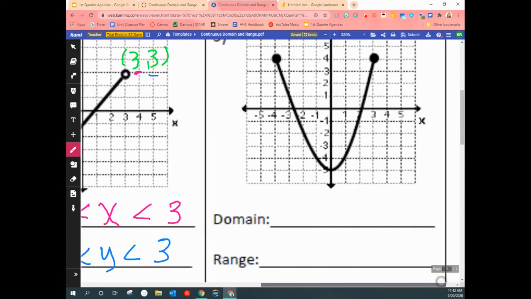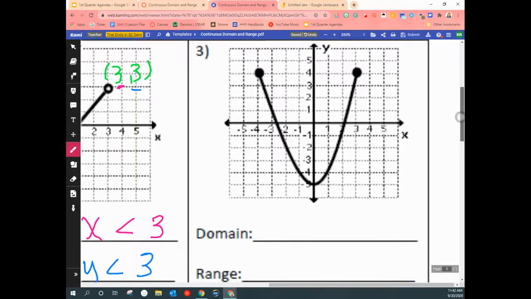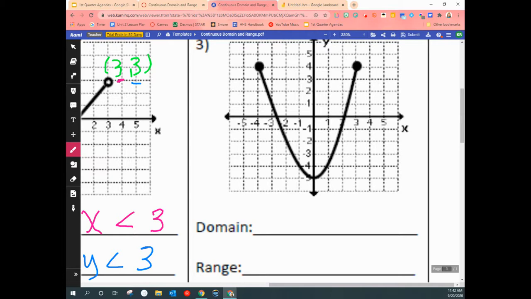So let's look at this one over here. This one, this is number 3. Let's find our domain and range. Okay. So I'm going to have to find some points here, right? I got to figure out how far does my graph go left to right. So let's start by writing these endpoints up here. What is the value of this point right here? Well, I have an x value of -4, and I'm seeing a y value of +4. So that's how far my graph goes over to the left.